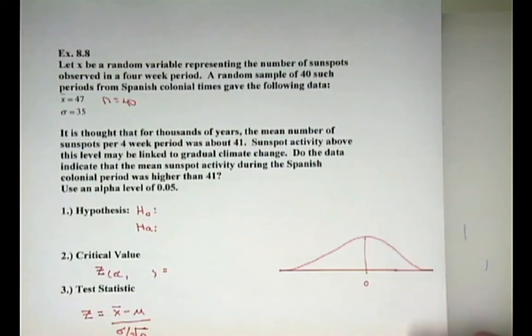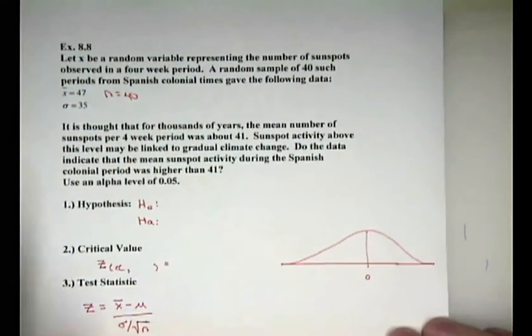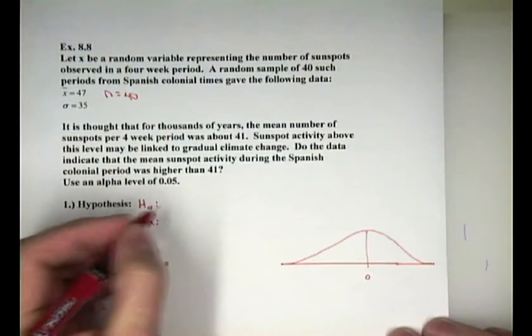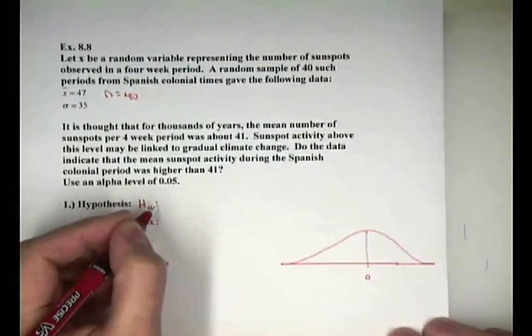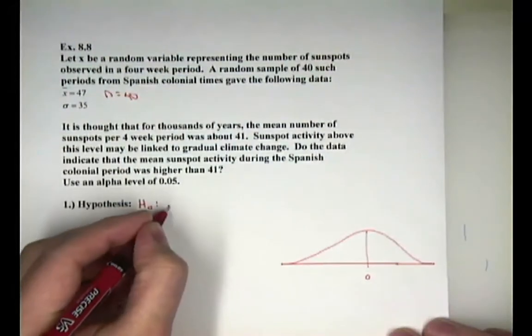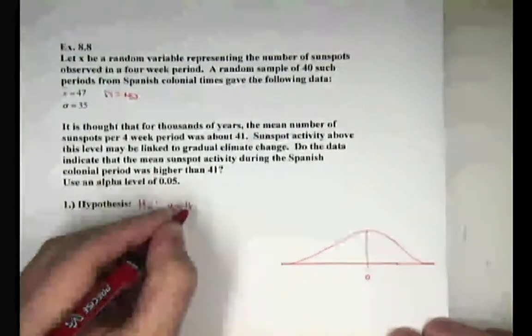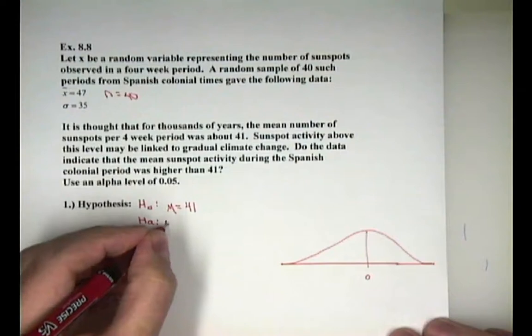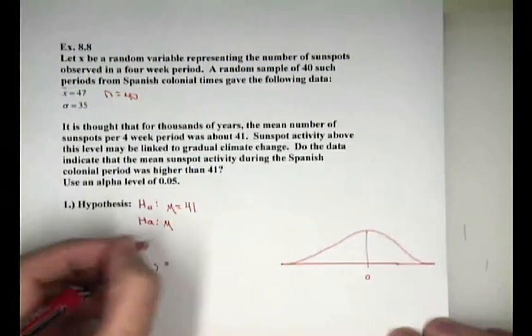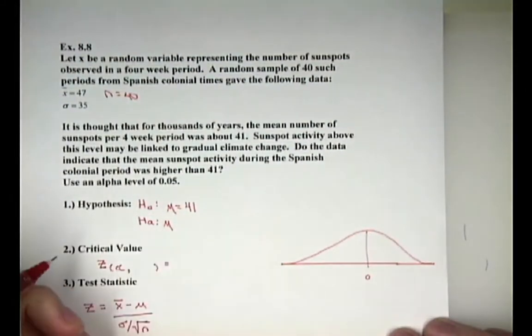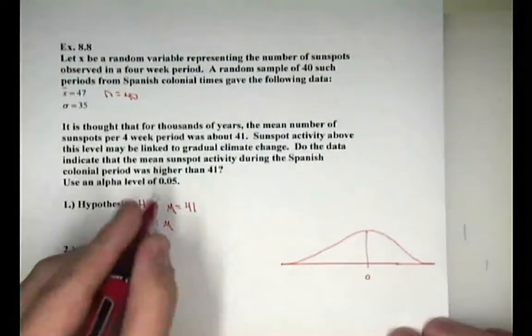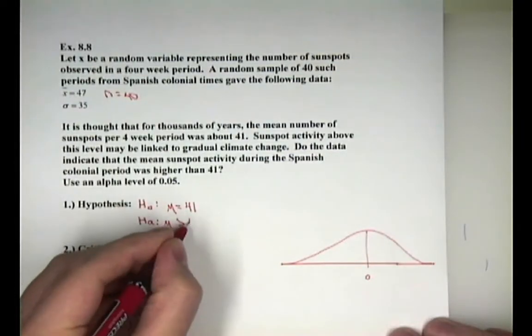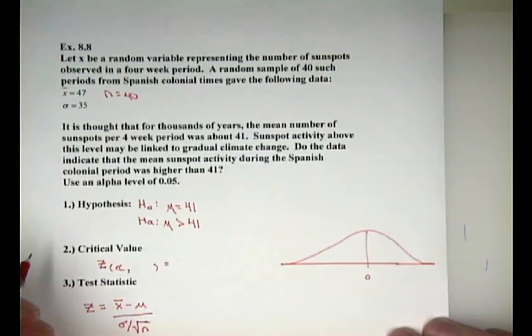So step 1 in any situation is to, of course, set up your hypothesis. Mu is going to be what they're claiming. They were claiming 41. HA is what you suspect is going on, or what they asked you to test. They asked you to test if it was actually higher than that. So higher than symbol is a greater than symbol.